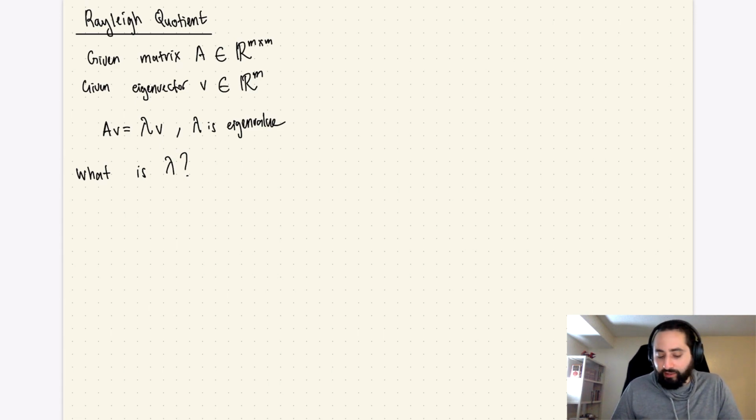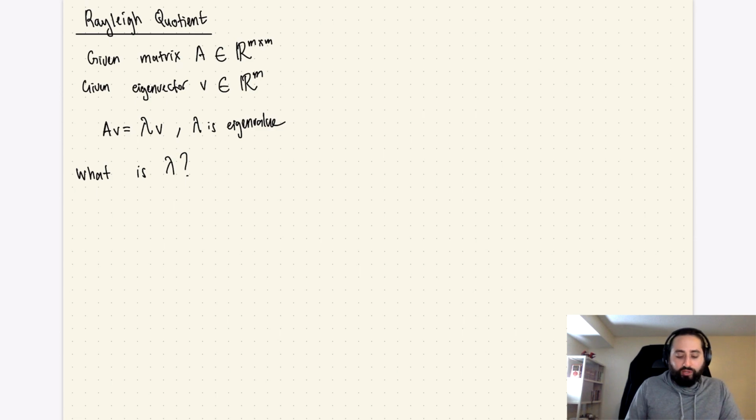So let me pose the question. Given a matrix A living in R m by m, and an eigenvector v living in R m, we have the eigenvalue problem Av equals lambda v, where lambda is the eigenvalue corresponding to the eigenvector v. Now, what if I asked very simply, can you give me lambda from this? Give me the eigenvalue. How would you do it?